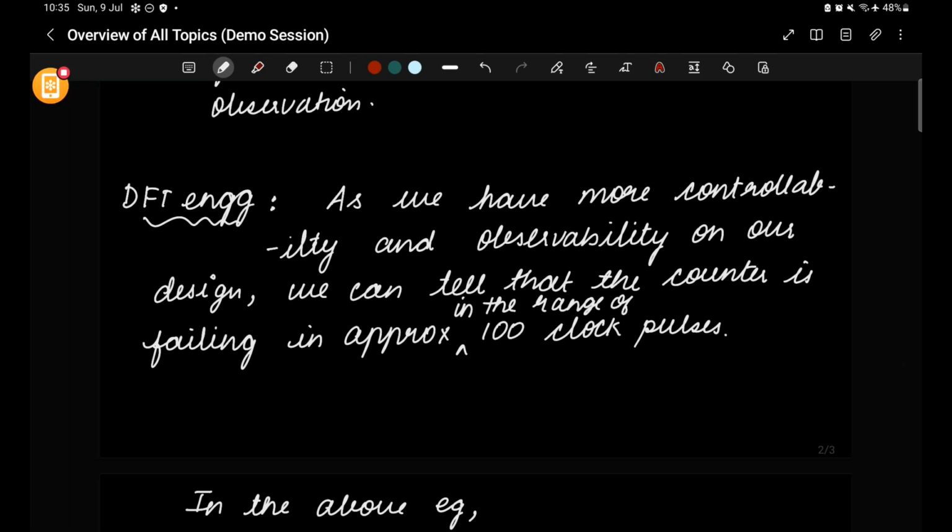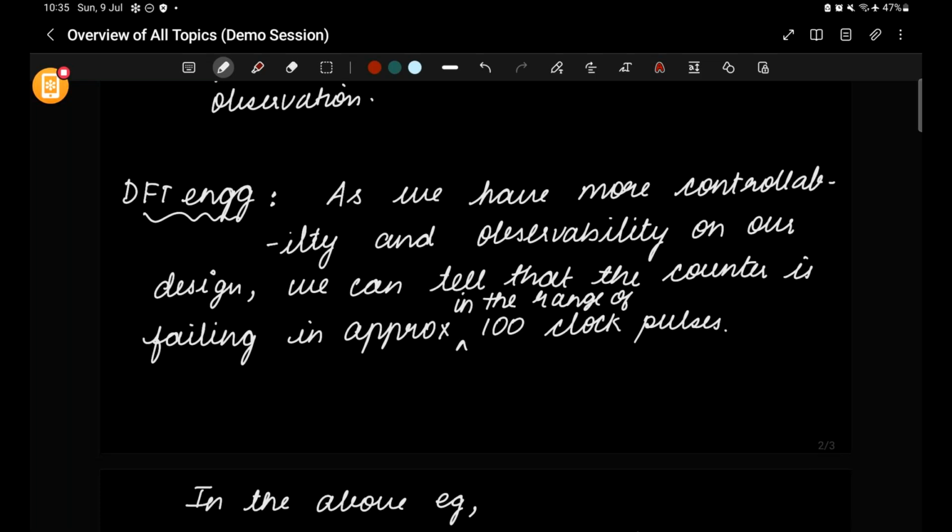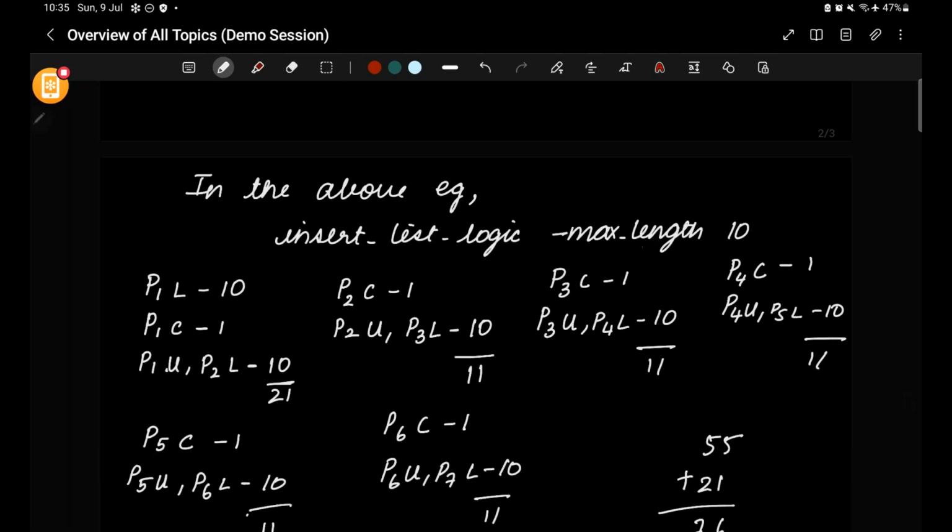As we have gone for scan insertion, we DFT engineers have more controllability and observability on our design. So we can tell that the counter is failing in approximately the range of 100 clock pulses. How? In the example, if we have just given insert test logic hyphen max 10, then in one scan chain you will have 10 scan flops.